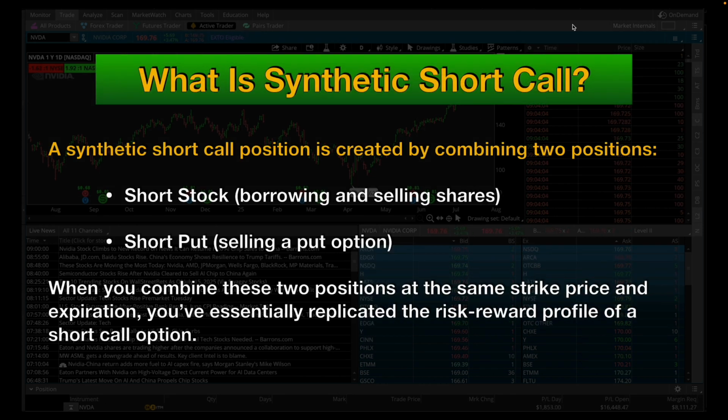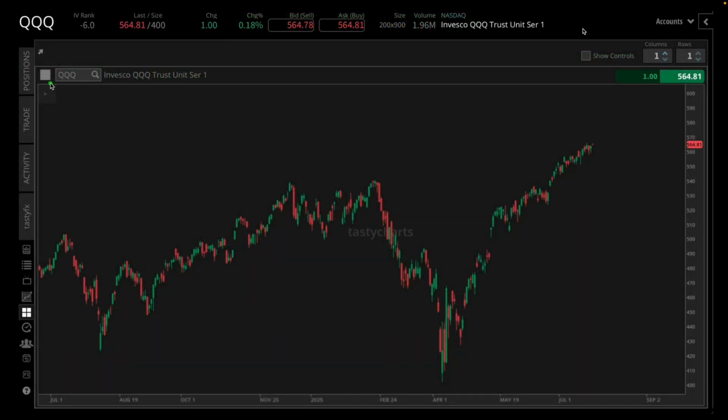A synthetic short call position is created by combining two positions: short stock by borrowing and selling shares, and a short put by selling a put. When you combine these two positions at the same strike price and expiration, you've essentially replicated the risk-reward profile of a short call option. Let's demonstrate what we just discussed in QQQ.